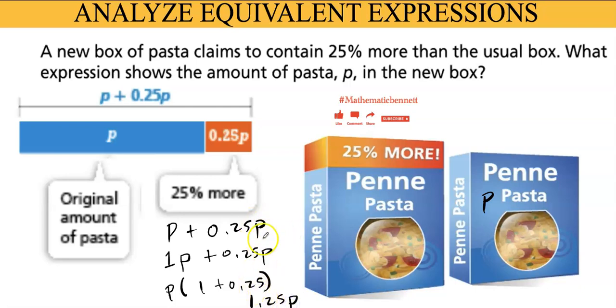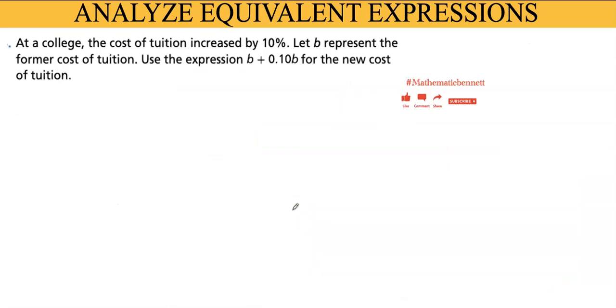So we have generated a number of equivalent expressions to represent the amount of pasta we have in that new box. We can also evaluate each expression to prove that they are equivalent. What does this 1.25 P mean? It means that this new box of pasta is 125% times the original or the usual box of pasta. Alright, we're going to do our next question.